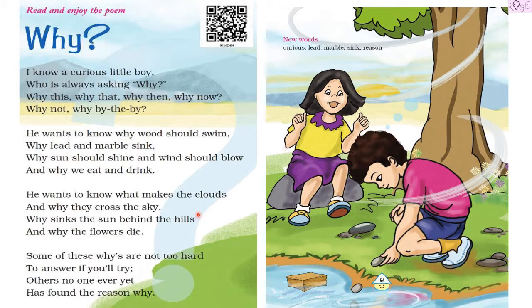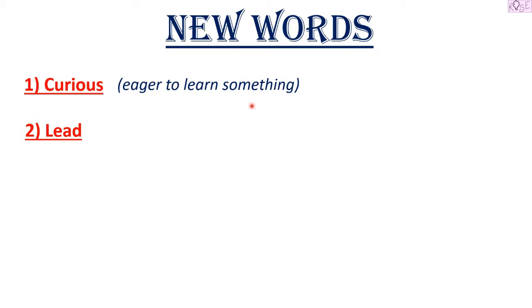So wow, what a poem. I really like the poem and I really admired and am inspired by this little curious boy. Some new words are given here: curious, lead, marble, sink and reason. Let's find out their meaning. The first word was curious. What does curious mean? It means a person who is eager to learn something, like the little boy who wants to learn so much about different things. Next word was lead.